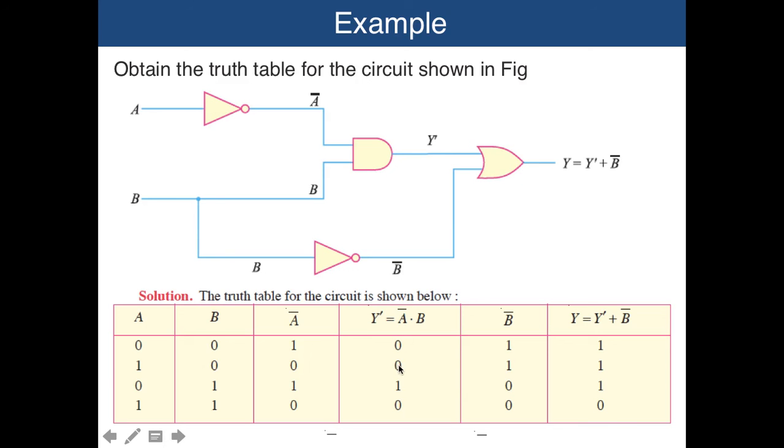Now the B prime is connected to a NOT gate, so B bar: 0 to 1, 0 to 1, 1 to 0, 1 to 0. And the final output is Y prime plus B bar: Y prime 0 plus 1 is 1, 1 plus 1 is 1, 0 plus 1 is 1, 1 plus 0 is 1, 0 plus 0 is 0. So this is the truth table. You can prepare it if the circuit is this.